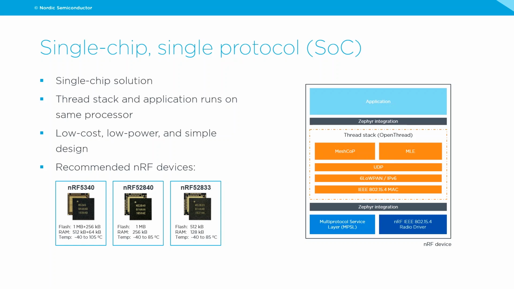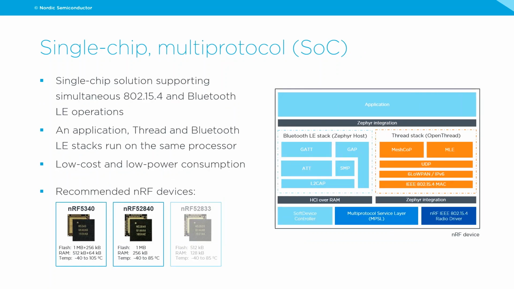In such architecture, to perform device firmware upgrade, you can use either dual bank DFU, sometimes called AB configuration, or external flash memory. When it comes to hardware, you can choose from the nRF53 and nRF52 families, for example, nRF5340, nRF52840, or nRF52833.